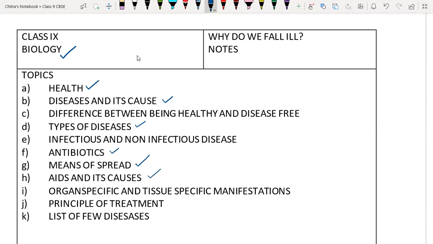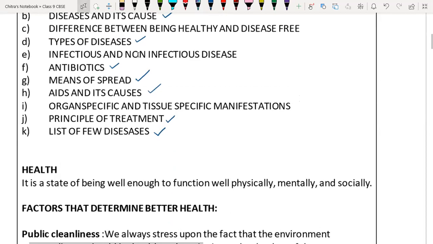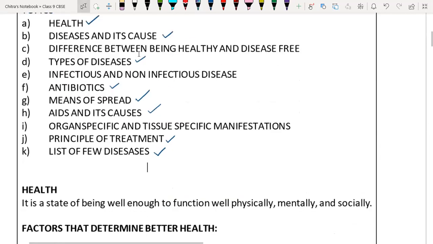and tissue-specific manifestation, and then the principles of treatment, and last but not the least we will discuss the list of a few diseases in the case of human beings. So we're going to cover all the topics today itself.